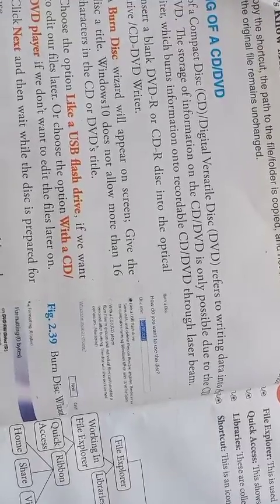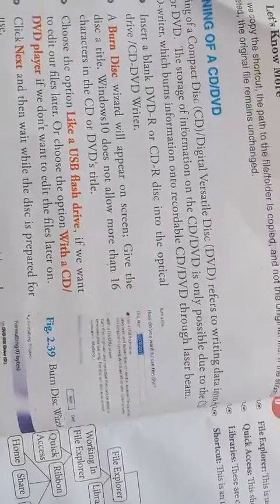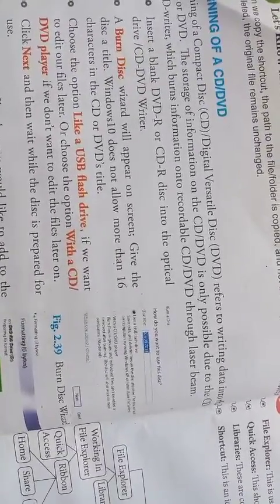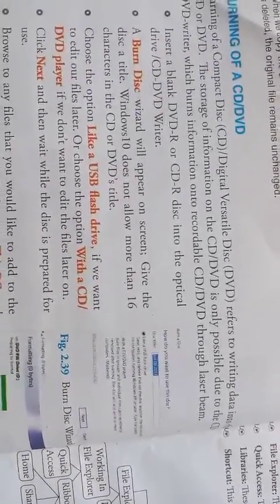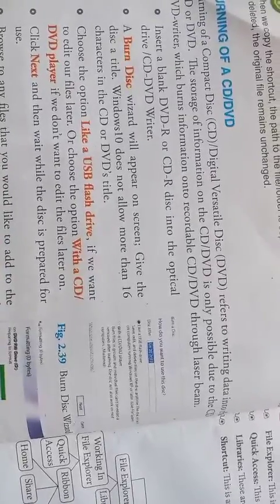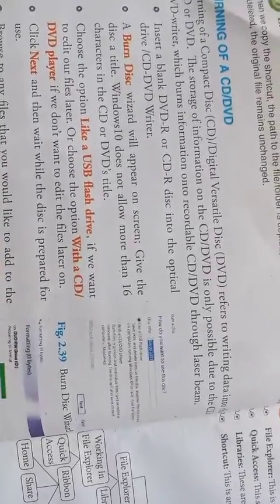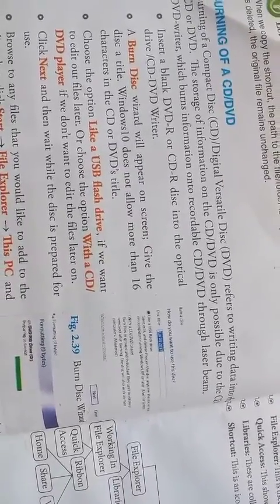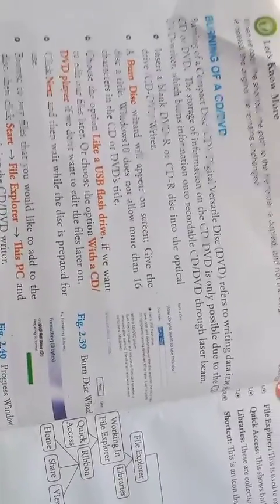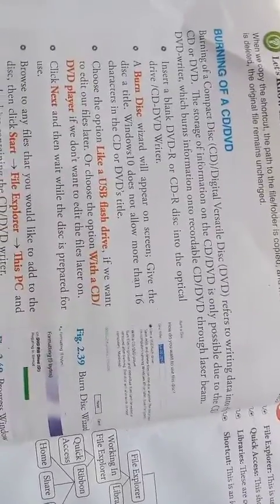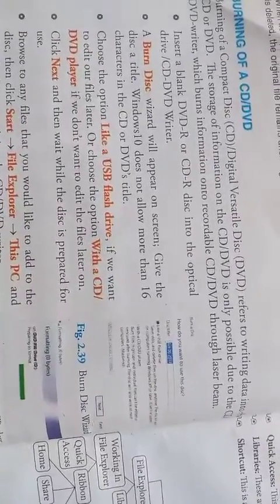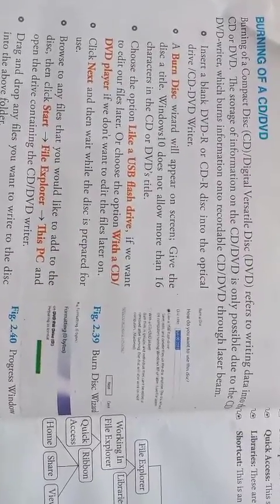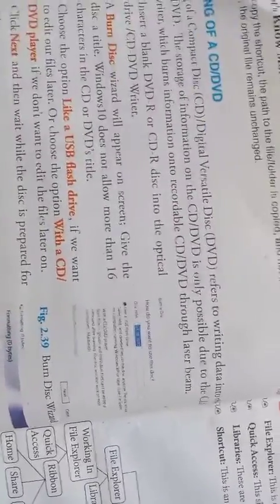Choose the option which you want, it's up to you. You have to choose any one of them. Like a USB flash drive if you want to edit your files later, or choose the option with a CD or DVD player if you don't want to edit the files later on. Edit means if you want to make some changes to that particular file, you can do that. If you don't want to, you can do it later. It's up to you. You have to do it yourself.